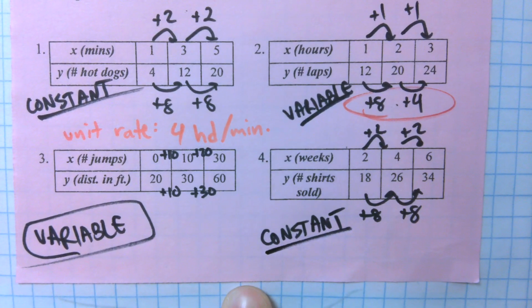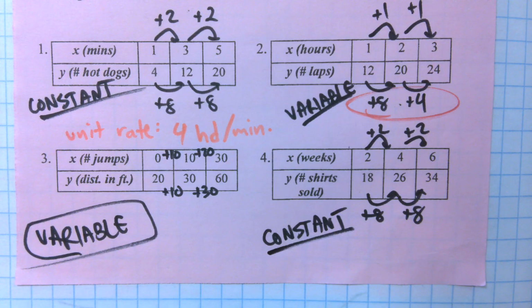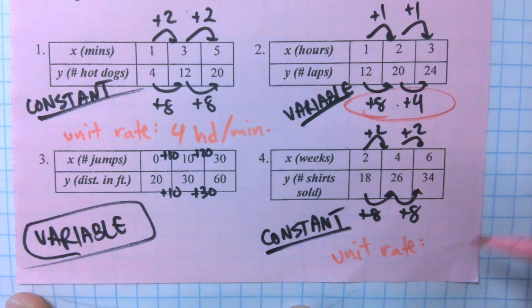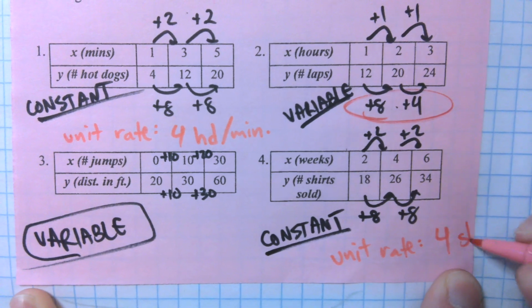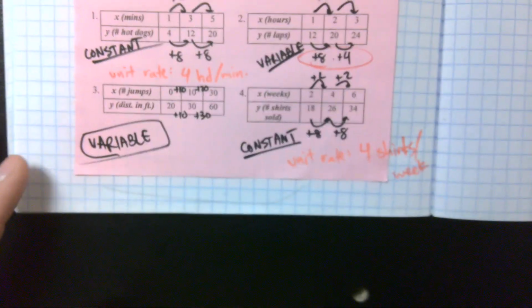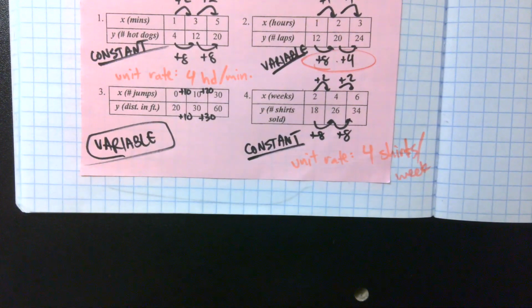What's my unit rate here then? 8 over 2. 8 over 2, which simplifies to what? 4. For what? Unit per week. 4 shirts per week. Okay, the student store is selling 4 shirts per week. All right.